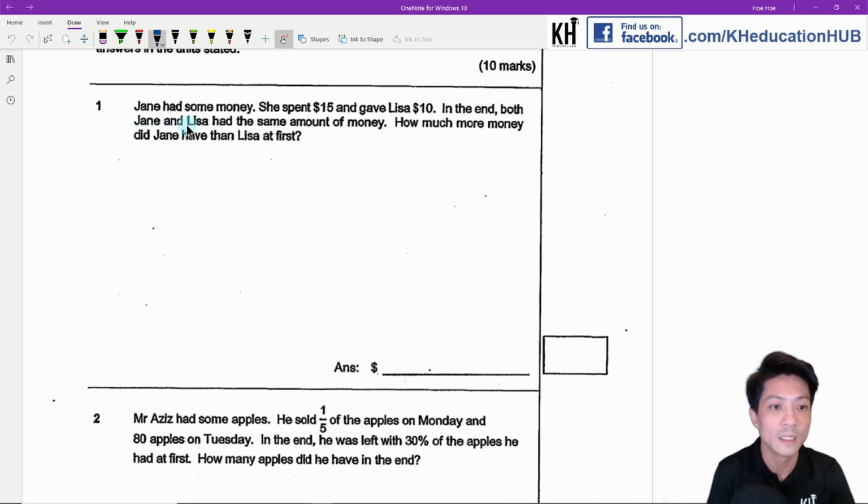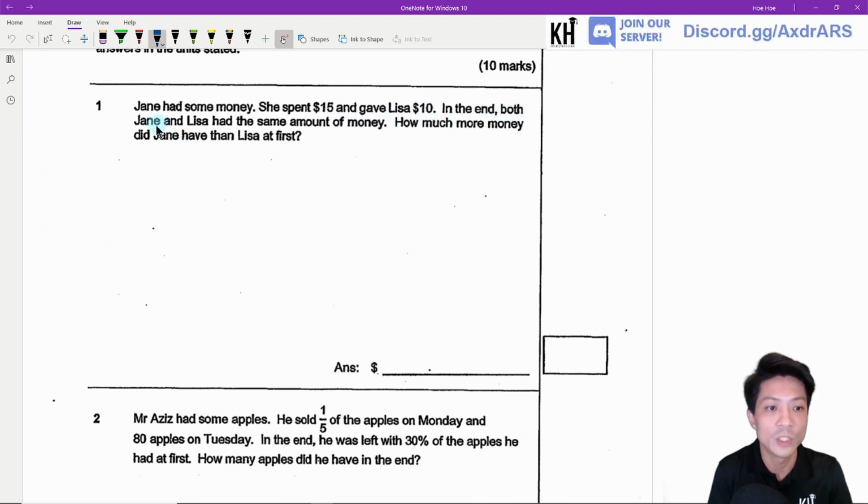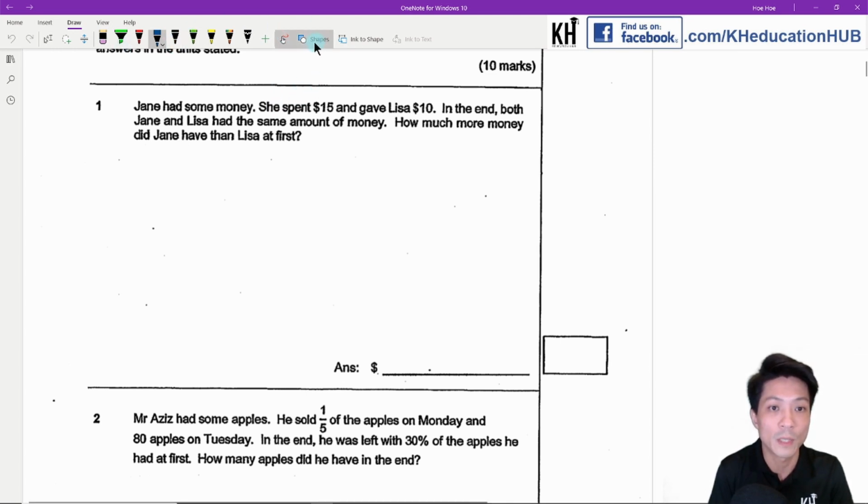Okay, question 1. Jane had some money. She spent $15 and gave Lisa $10. In the end, both Jane and Lisa had the same amount of money. How much more money did Jane have than Lisa at first? Okay, so for this question, I'm gonna try and do the working backwards.